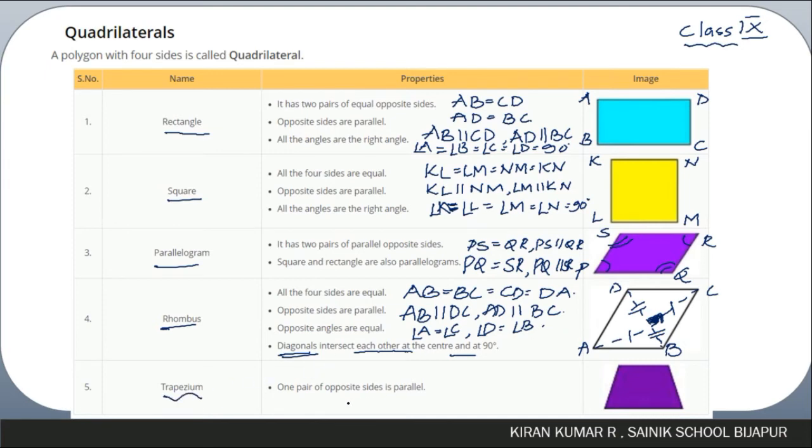Trapezium. A trapezium is a polygon in which only one pair of sides will be parallel. If I name this trapezium as PQRS, PQ will be parallel to SR and the other pair of sides are not parallel. Such a figure is called a trapezium.